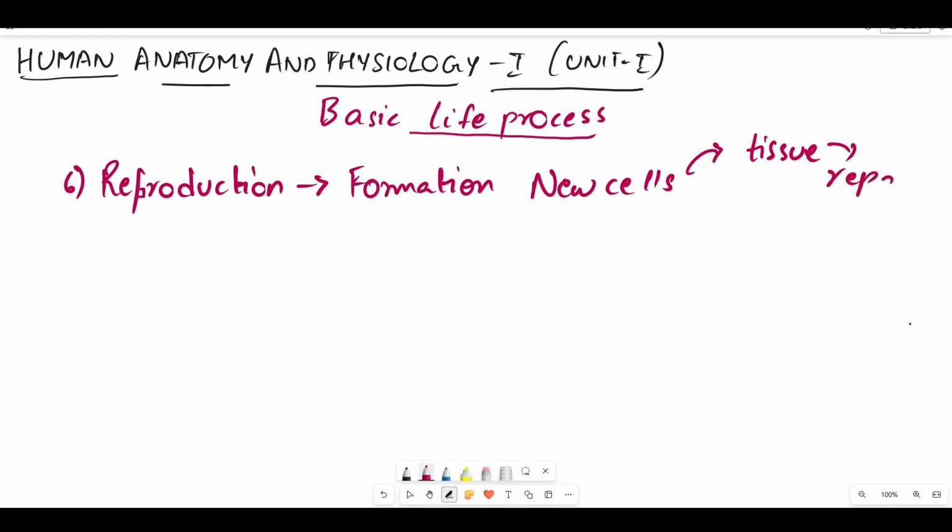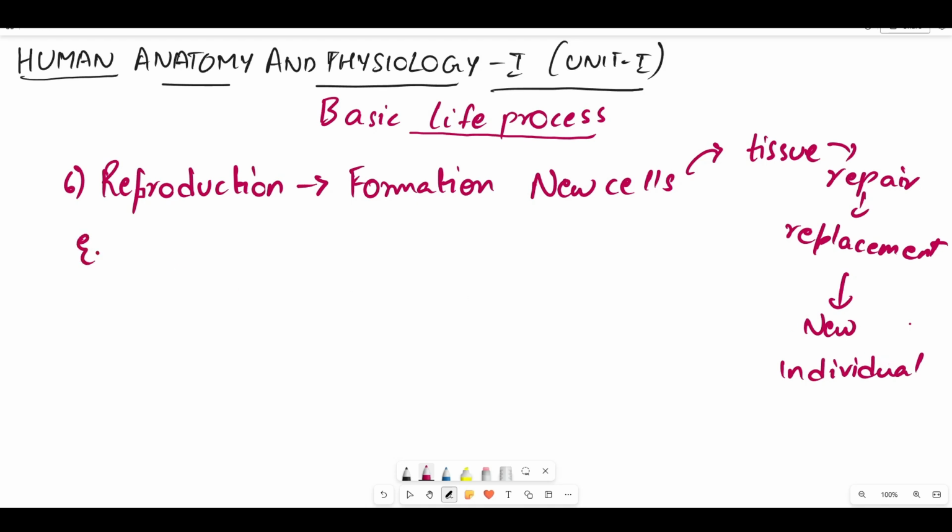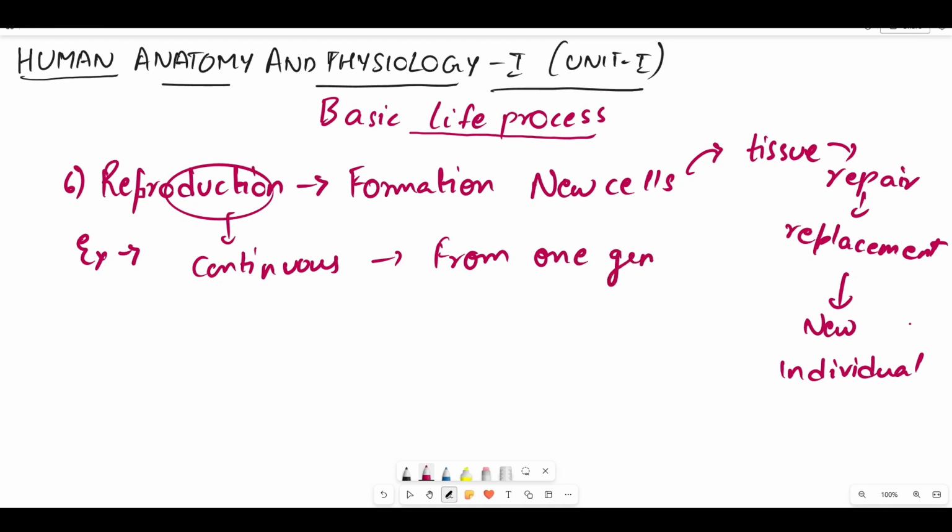So you can see tissue growth. There will be repair and replacement in order to produce a new individual. It is simply the process of formation of a new cell or new individual, known as reproduction. Reproduction is actually a continuous process in human life. It passes from one generation to another.